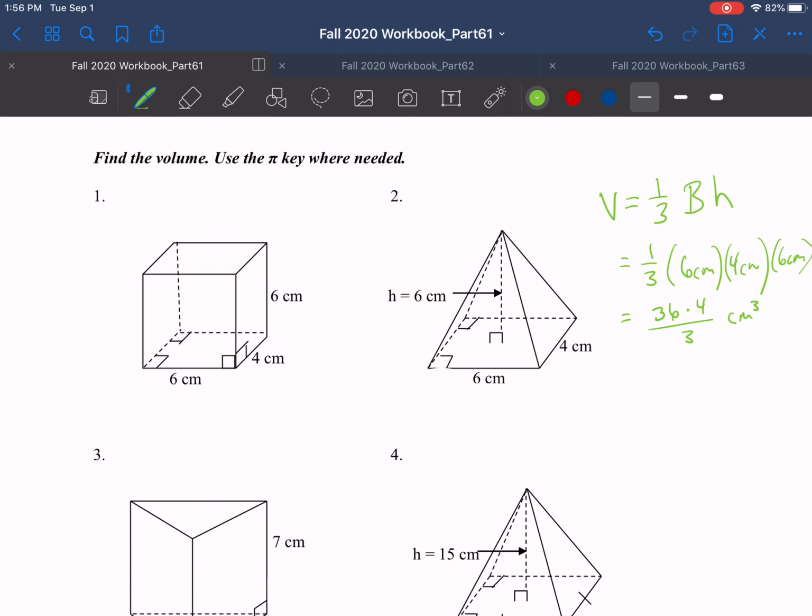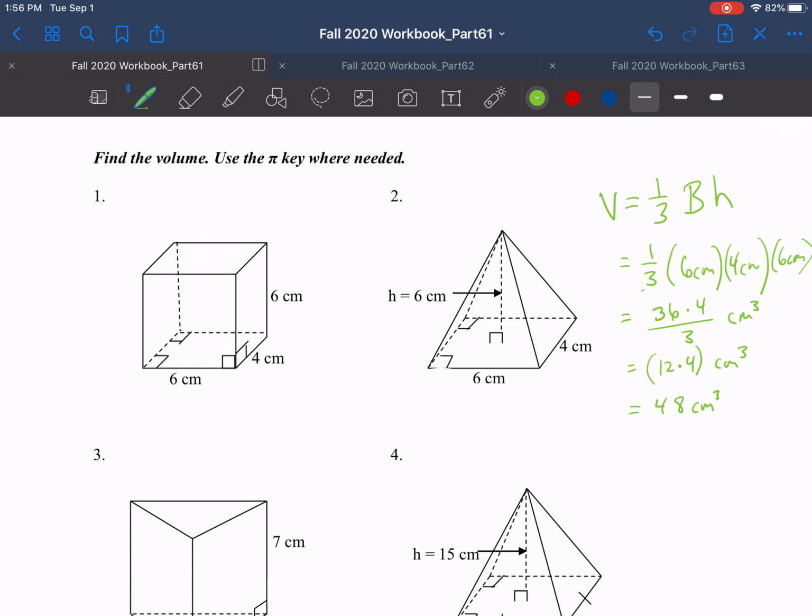I'm doing it this way because I noticed that 36 being divided by 3 is pretty easy. I could have even just done 6 divided by 3 right off the bat, but 36 divided by 3 is just 12, and then 12 times 4 is a lot easier than 36 times 4, and so I'm just rearranging the order, and so that's going to be 48 cubic centimeters.